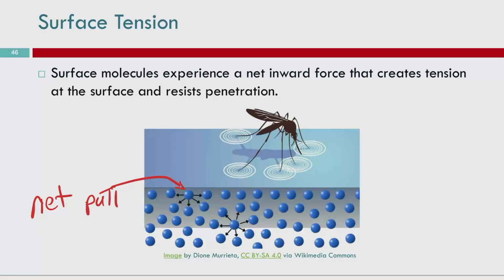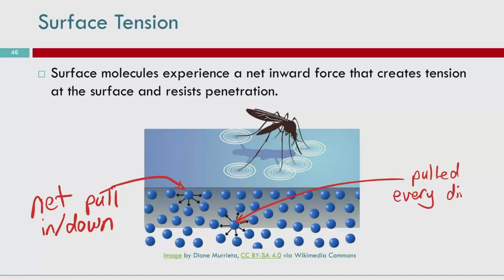So these experience a net pull in and down, versus something on the inside that is pulled every direction, and so there's no net pull. All the pulling forces cancel out. So surface tension kind of firms up the surface of the water because of those molecules being pulled down.